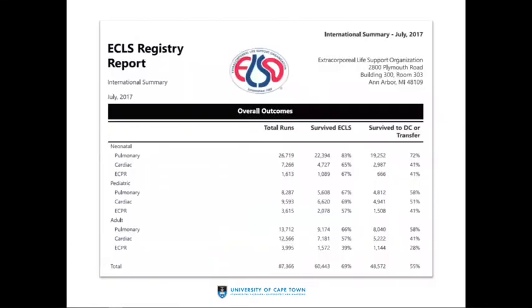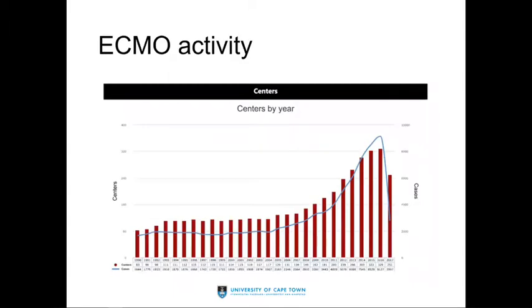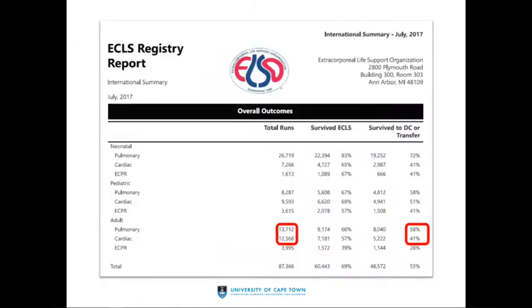Just in terms of the ELSO registry, this just gives you an idea of the number of patients that have been supported. Okay, so it's about 25,000 for adult in terms of pulmonary and cardiac supports, and we'll discuss the difference between VV and VA ECMO. And you can see historically that after the CESAR trial, the number of ECMO centers really did increase around the world. What I do want to show you on this is obviously the outcomes in terms of survive to discharge or transfer, which is the outcome measure recorded by ELSO.